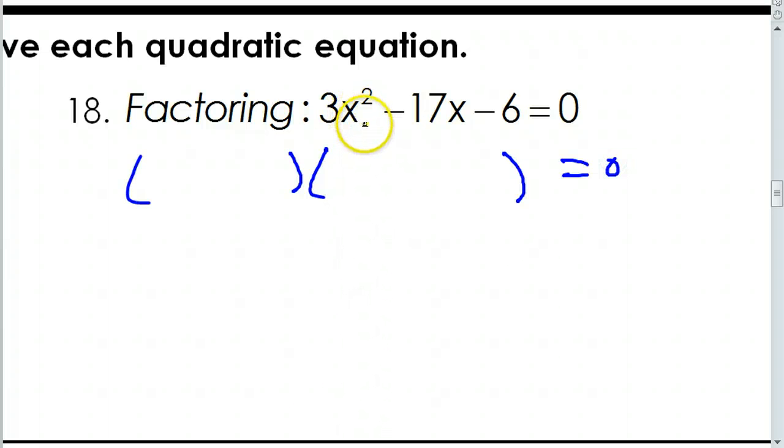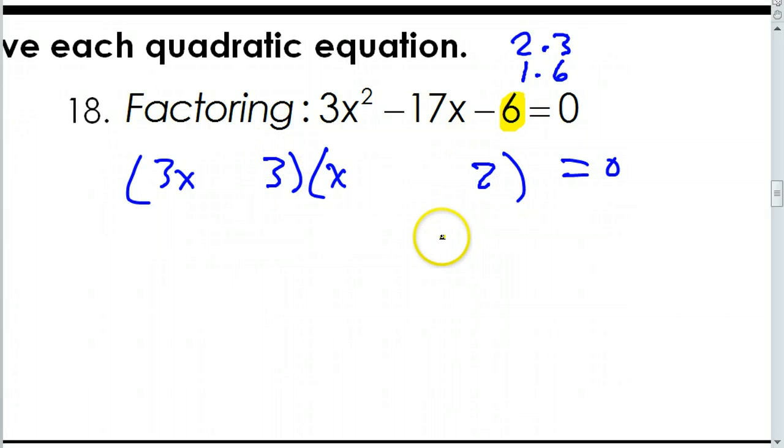3x squared. It can only factor, whoops, that didn't happen. We started off looking at 3x squared. That can only factor as 3x and x. Then we jump over and we look at the 6. 6 is either going to be 2 times 3 or 1 times 6. That's the only possible way. Let's try the 2 times 3. Now, am I going to go like this? 3 here and 2 there?